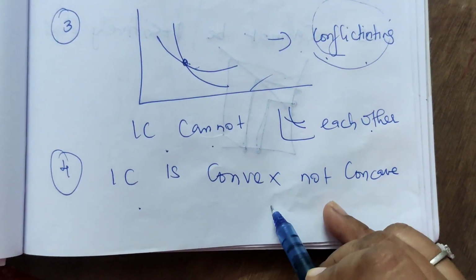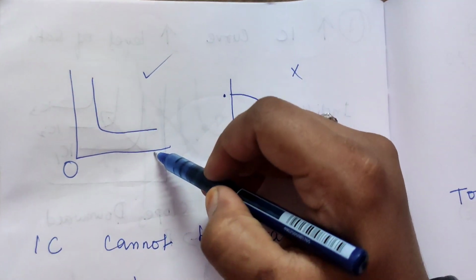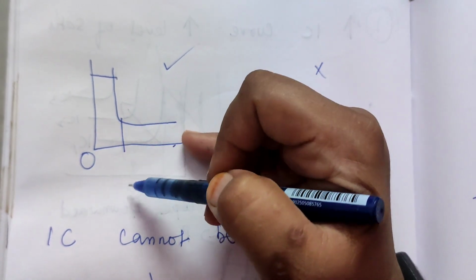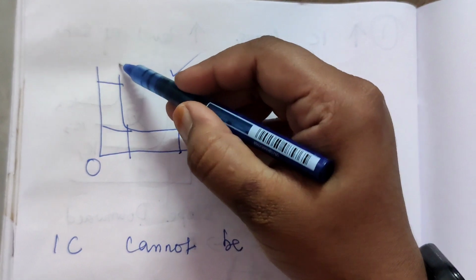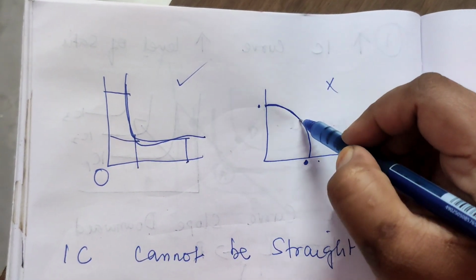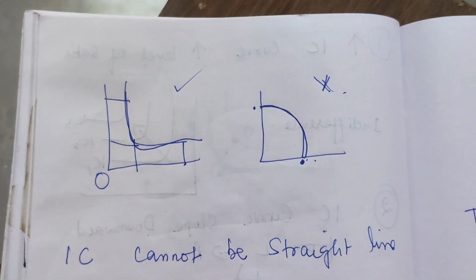IC curve is convex, not concave. Why? Because IC curve is convex, not concave. As you see, maximum of one product, minimum of the other product, minimum of the one commodity, maximum of the other commodity, that leads to the indifference curve. But here, maximum of one product and maximum of the other product is not possible. That is not the concept of the indifference curve.